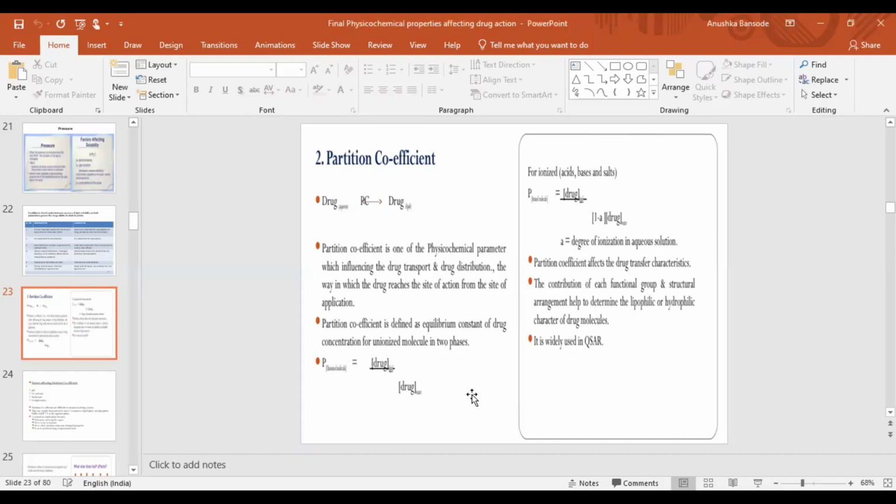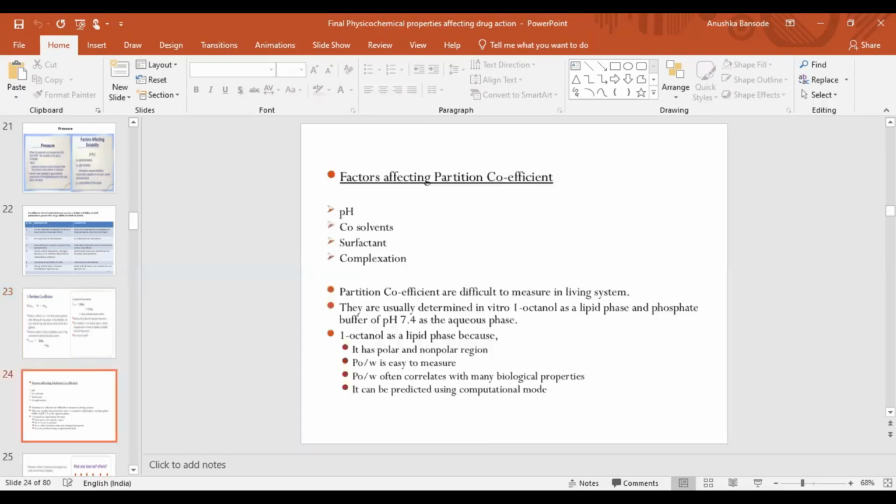Now, when we increase the lipophilicity of the molecule, the partition coefficient is going to affect the equilibrium constants of the drug, and then we are going to get the molecules in two forms: one is ionized and the second is the unionized form, in two phases, right? Now, what factors affect partition coefficients? Partition coefficients are affected by pH, co-solvents, surfactants, and complexation.